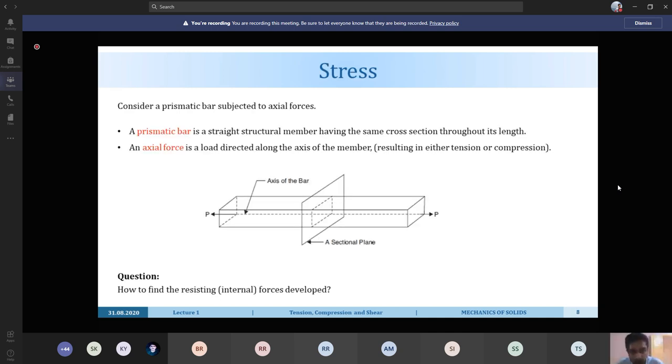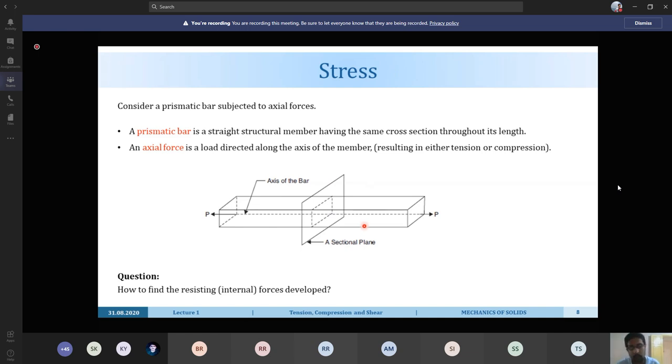So let's start with the definition of a stress. Let's start with a prismatic bar subjected to axial forces. So what do you mean by a prismatic bar? A prismatic bar is nothing but a straight structural member having the same cross section throughout its length. If you cut a cross section at any point, the cross section will be the same.